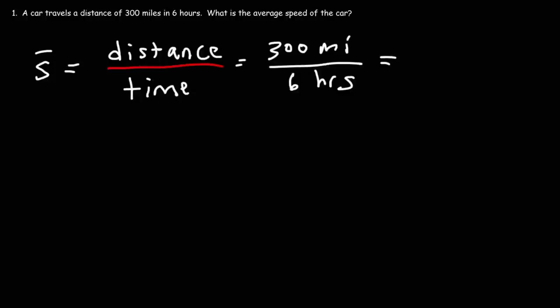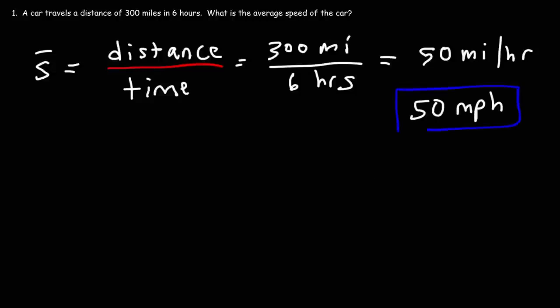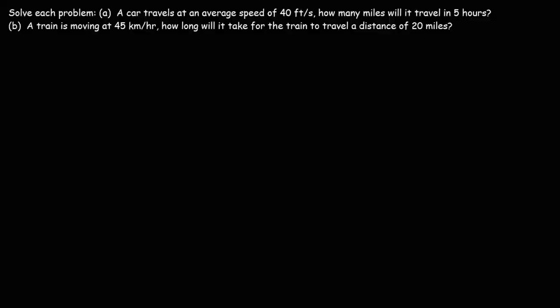Well, we know that 30 divided by 6 is 5. So 300 divided by 6 is 50. So we get 50 miles per hour, or we can write it as 50 mph. So that's it for number 1. That's how you can calculate the average speed. And you can get the units by looking at the units of distance and time. Let's go ahead and solve these two problems.